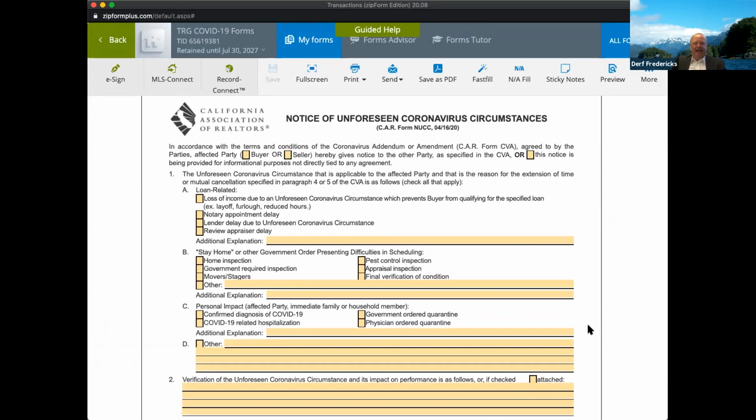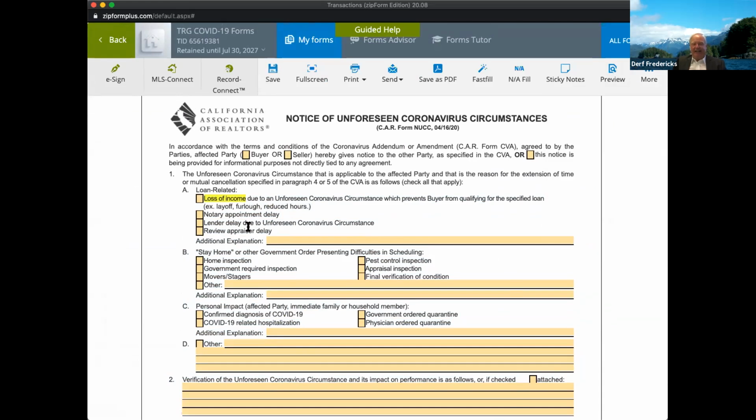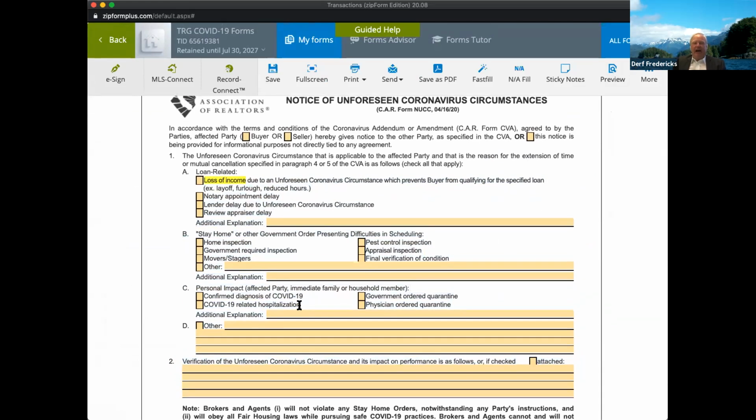You can say, hey, I lost my job. As a buyer, I can't close this. Or as a seller, I can't move up to my next leg. I can't sell my property. Or, I'm required to stay at home. I'm in quarantine, whatever. So I can't fulfill my obligations in the contract. I'm sick, I'm hospitalized, etc. So it gives parties an out.